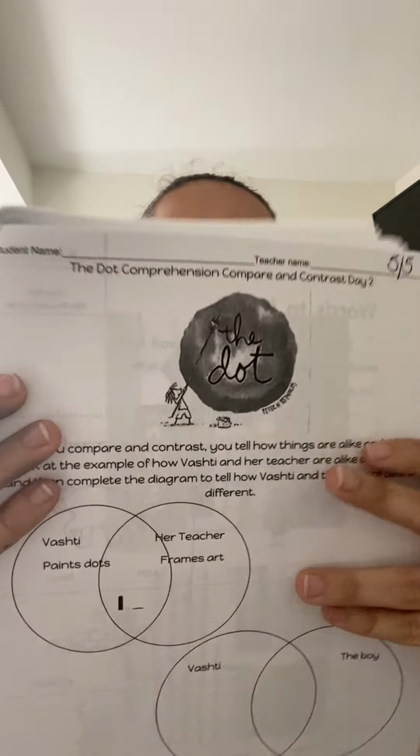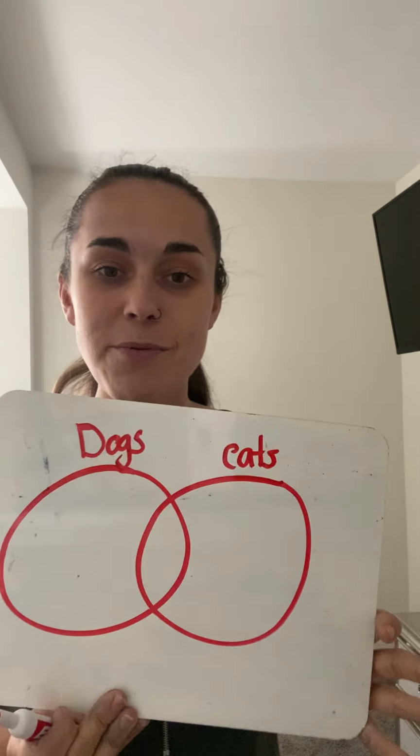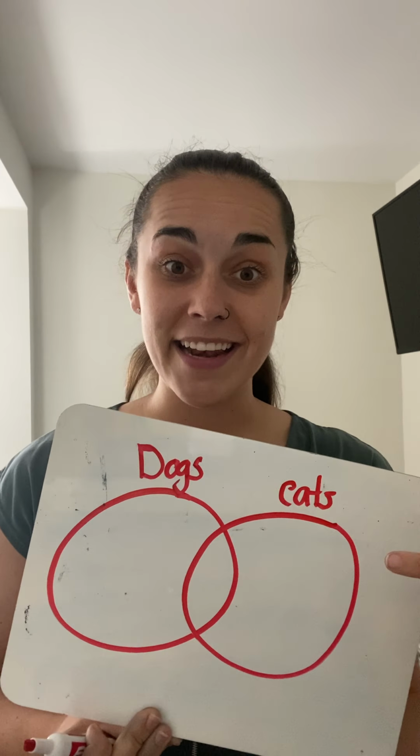So once you've finished watching The Dot, there's this page right here that you have to do today. And it's all about comparing and contrasting. So we've talked about this just a little bit since we've been in first grade. But we're going to take two different things first. Before we talk about the different people in the story, we're going to compare and contrast something else. So today we're going to compare and contrast dogs and cats.